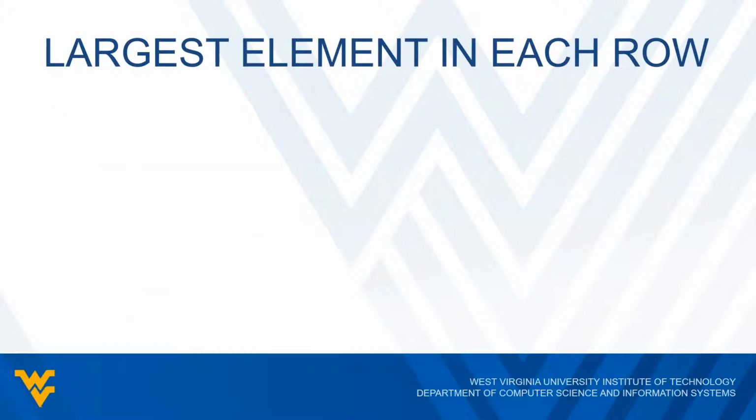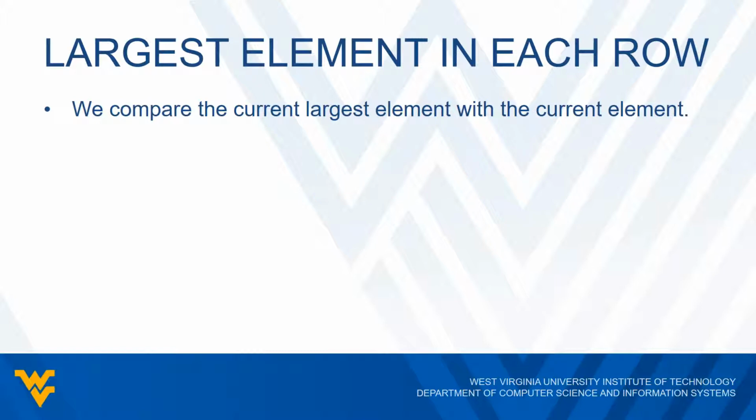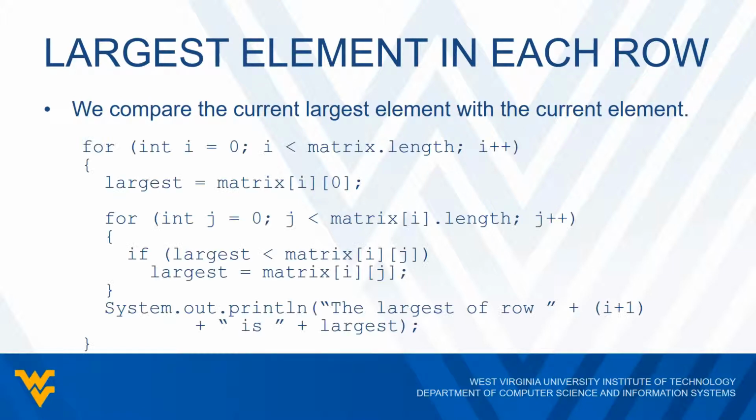If I want to get the largest element in each row, I'm going to use the same nested loops from before, except now we're going to compare the current largest element with the current element. So here's my code. So it looks like it's a little bit more complicated, but when you look at it closely, it doesn't really differ that much. It's just now instead of initializing a sum to 0, we're initializing our largest to the first element of the row. And that makes sense. That way we can just get our initial value.